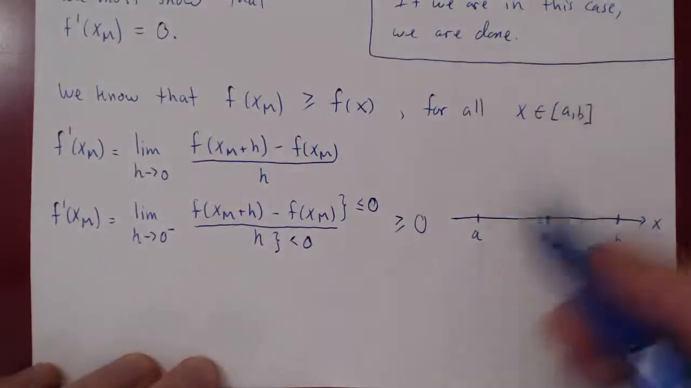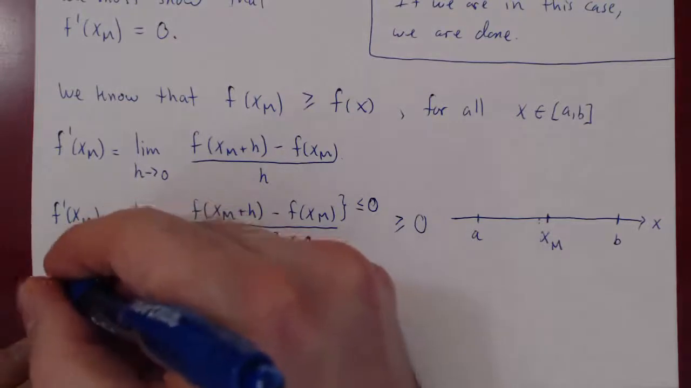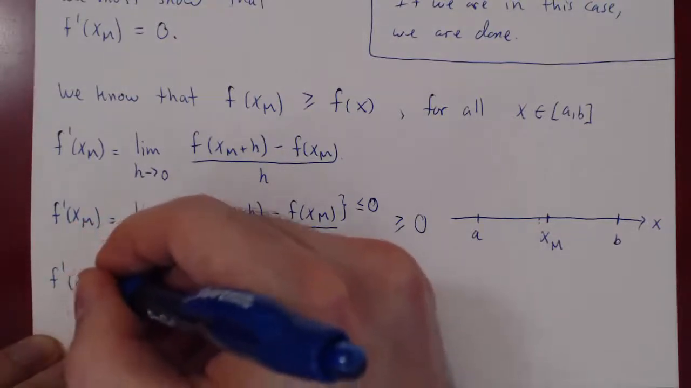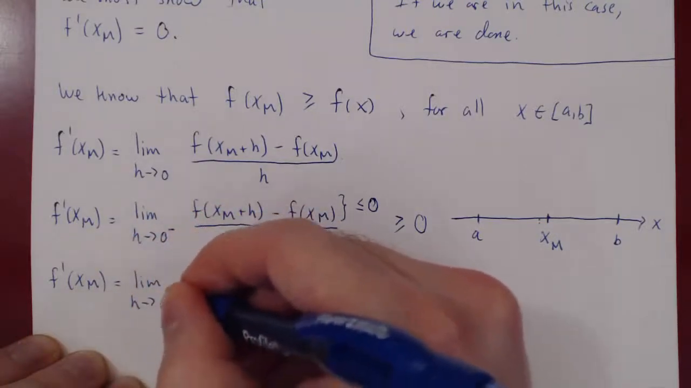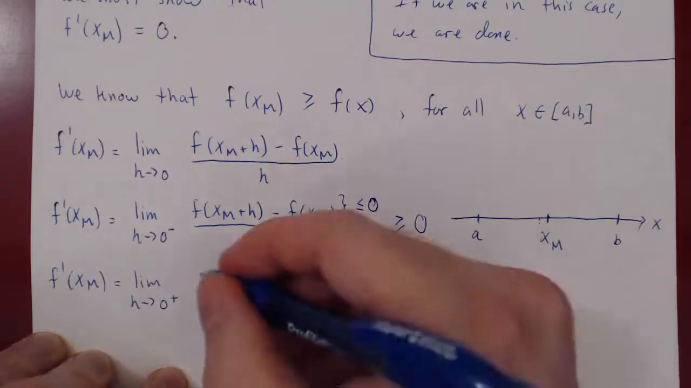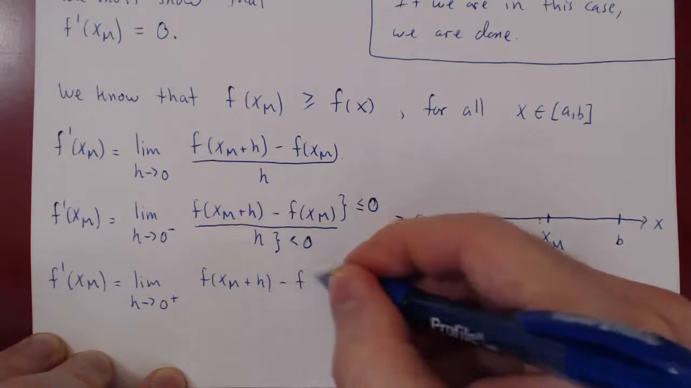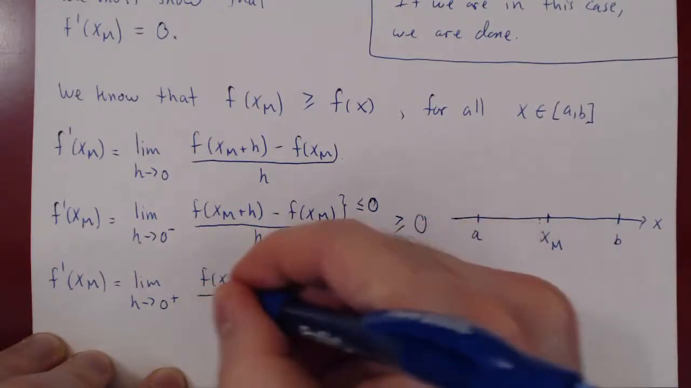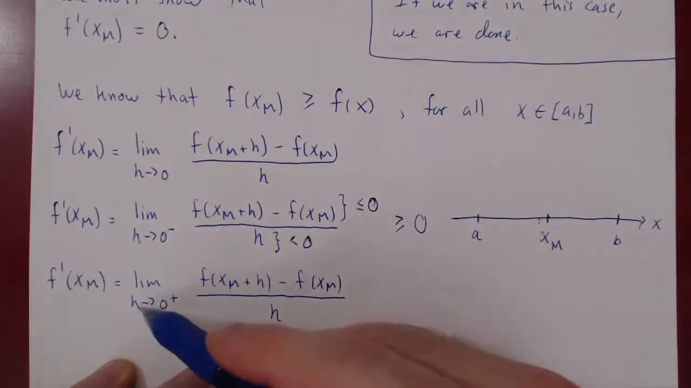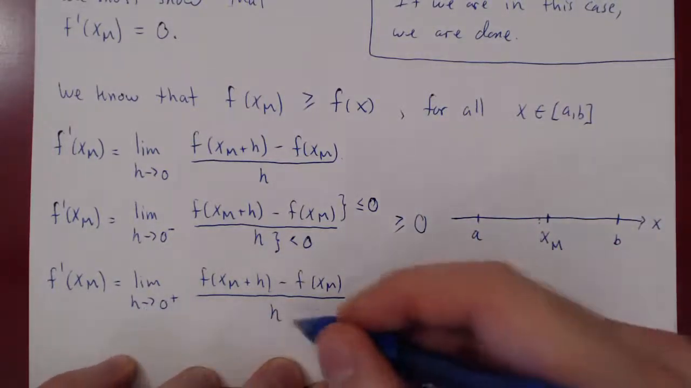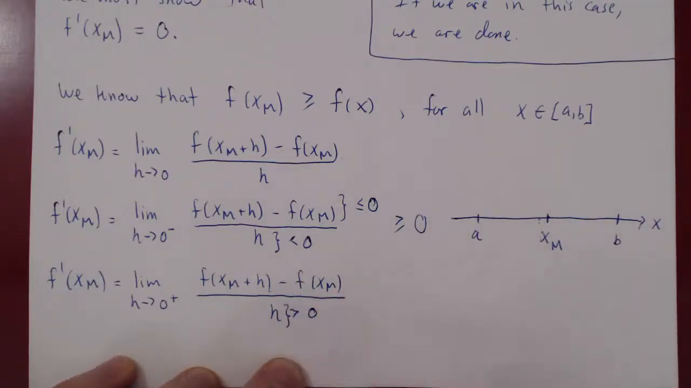Let's look now at the derivative as the limit from the right. So the derivative of our function at its absolute maximum will be the limit as h goes to 0 from the right. It's still the same expression. So it's f of xm plus h minus f of xm over h. And let's see what's interesting here. h approaches 0 from the right, so h is slightly bigger than 0. So our denominator is positive.